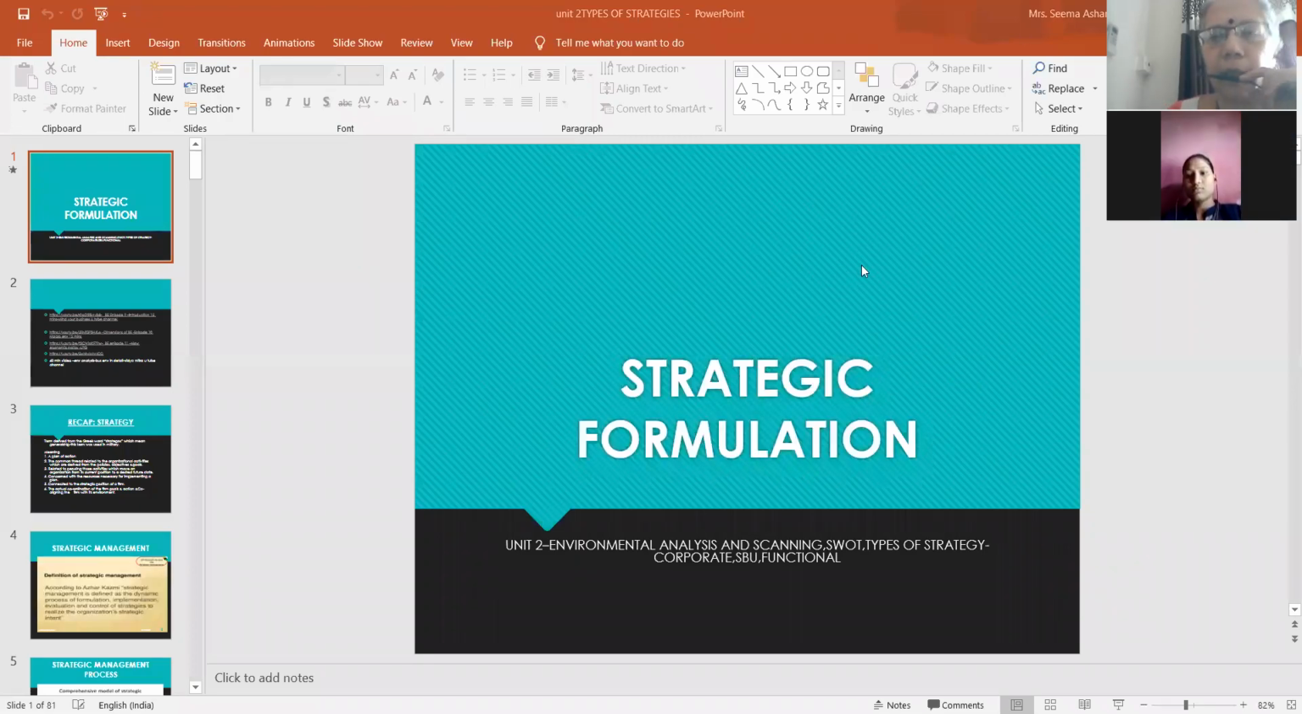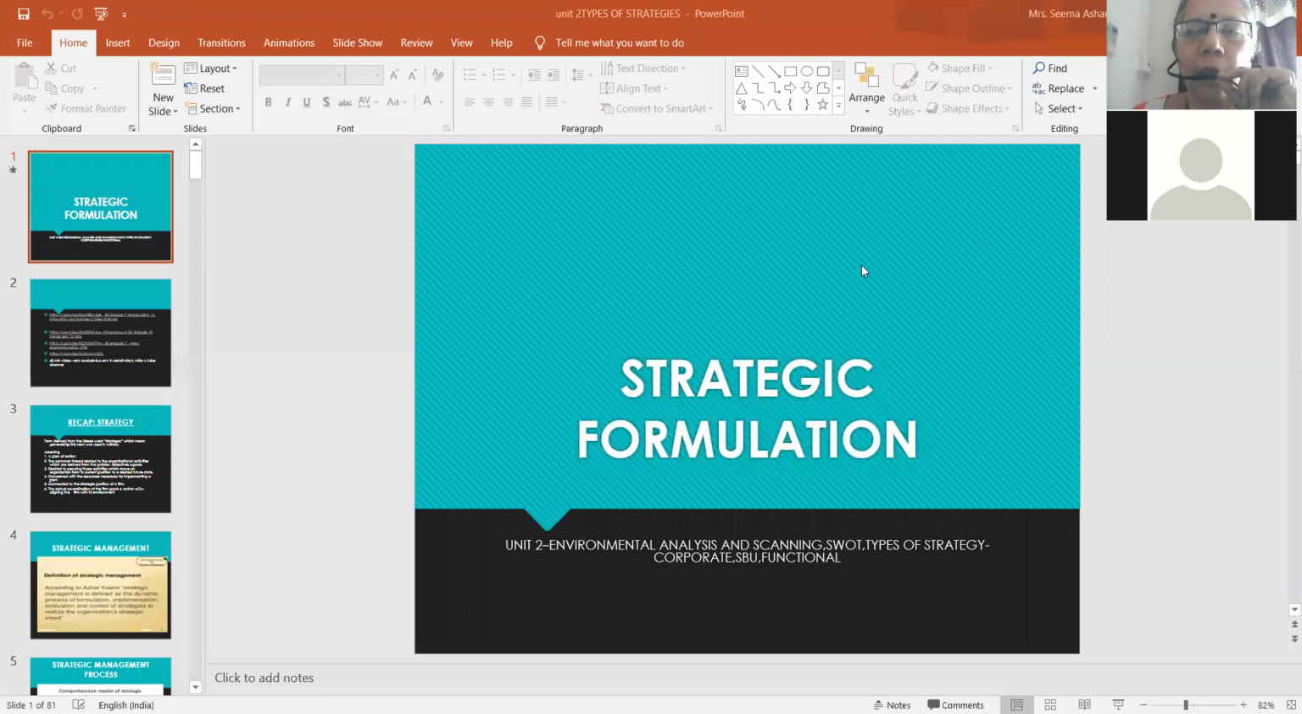Okay. Hi guys. This is our next lecture related to the subject strategic management, semester 3 for the SYBMS. We are on unit 2 now, which is strategic formulation. In this unit we are going to learn about environmental analysis, environmental scanning, SWOT, types of strategies and so on.